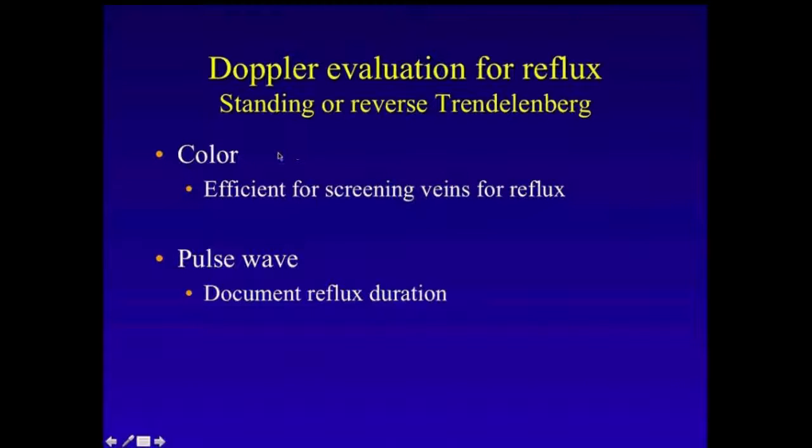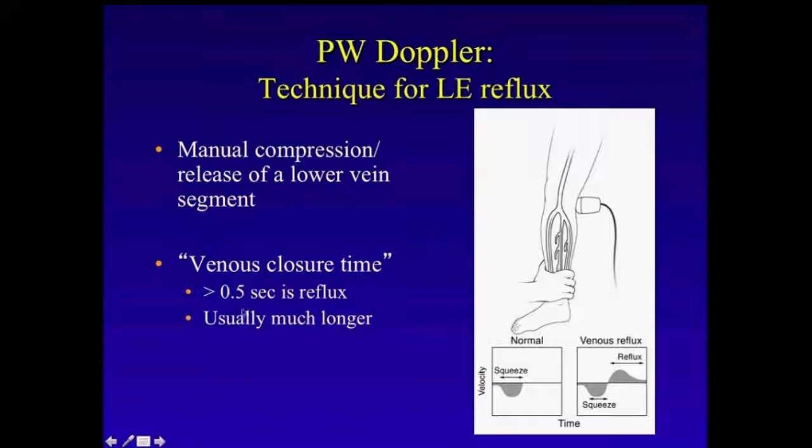Color is an extremely efficient way for looking for reflux, and pulse wave is an excellent way to document the duration of the reflux in general. A venous closure time in superficial veins longer than 0.5 seconds qualifies as reflux, although in most patients it's not 0.6 or 0.7, it's like 5 seconds, 8 seconds, 10 seconds. So these are certainly useful criteria, certainly for reporting purposes for medical literature, but in general we're looking at seconds of reflux.